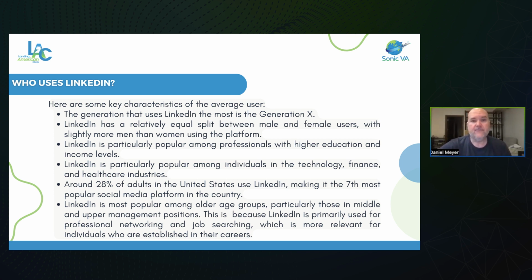So for looking for business owners, for entrepreneurs that we want to avail of our VA services, LinkedIn has to be managed much differently than Facebook and IG. Around 20% of the adults in the United States use LinkedIn, making it the 7th most popular social media app. LinkedIn is most popular among older age groups, particularly those in the middle and upper management positions, just because LinkedIn is primarily used for professional networking and job searching. So LinkedIn's a whole different animal.